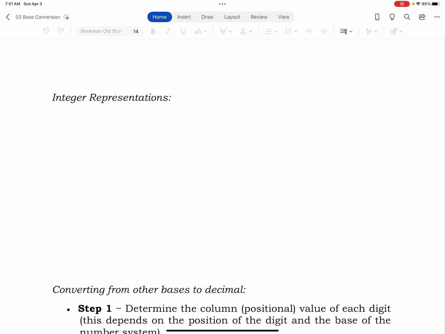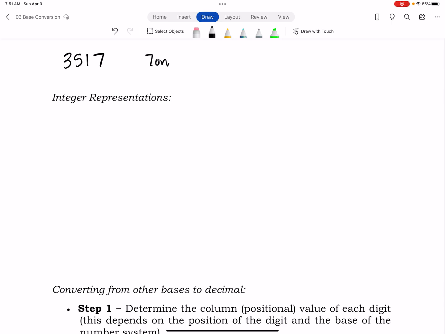Today we're going to talk about integer representations and different ways to represent the same number. I want you to start by thinking about a number in base 10. If I write the number 3517, what that really means is 7 ones, 1 ten, 5 hundreds, and 3 thousands.